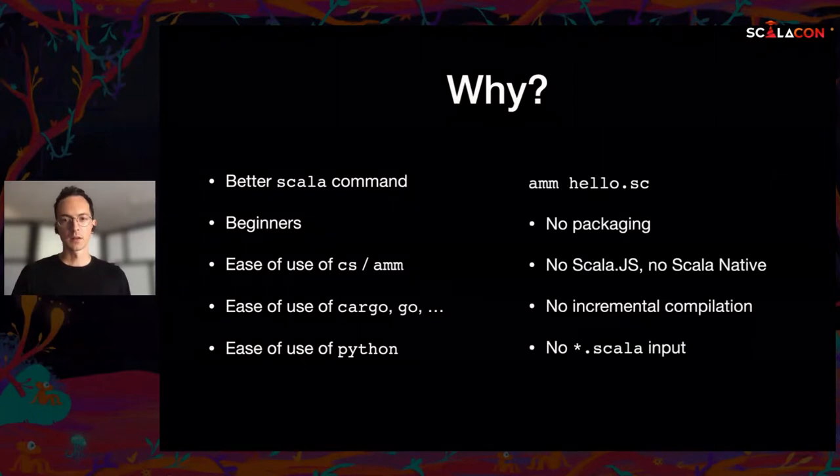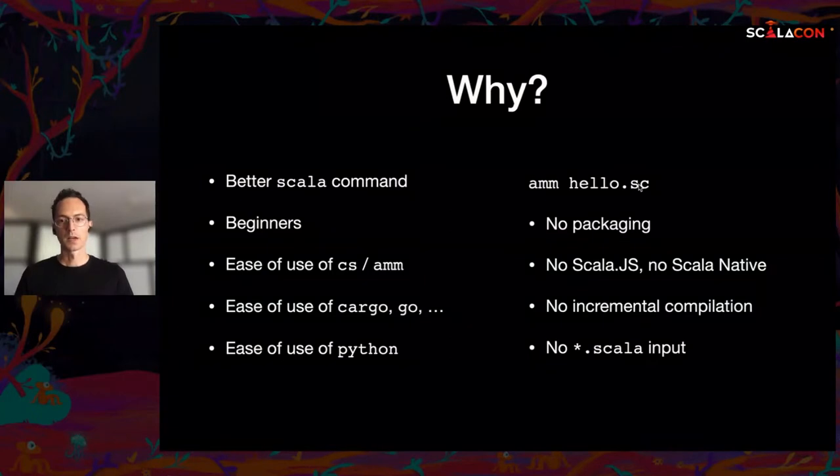Ammonite allows you to run not exactly Scala files, but SC files, which are Scala files accepting top level definitions. And people have been wanting to make Ammonite better, in particular by adding packaging support, adding Scala.js and Scala Native support, adding incremental compilation support, etc. But each of these features would have been a significant refactoring of Ammonite. All these refactorings would have been quite a daunting task. So that's why we started Scala CLI from scratch.